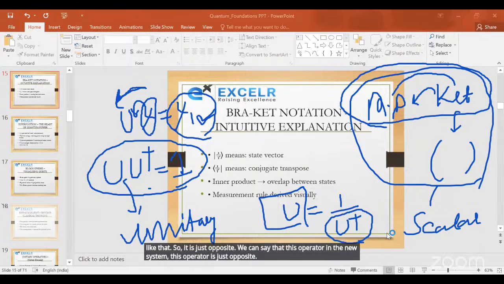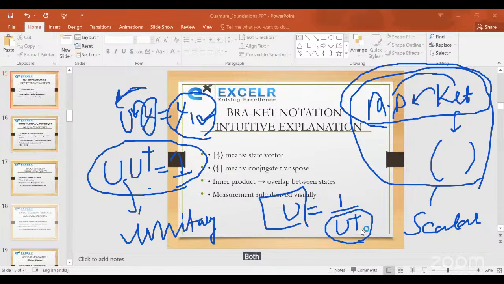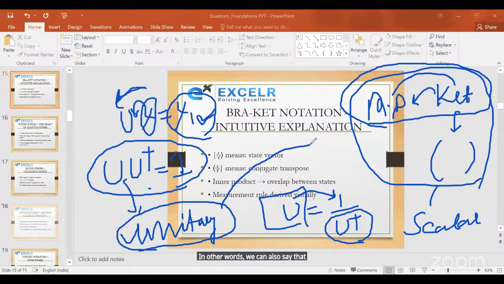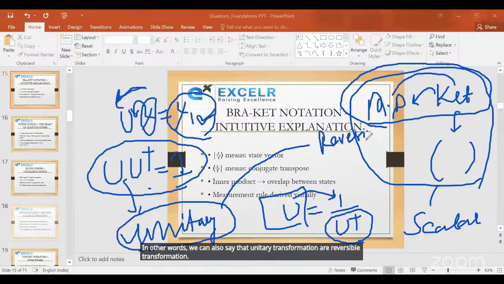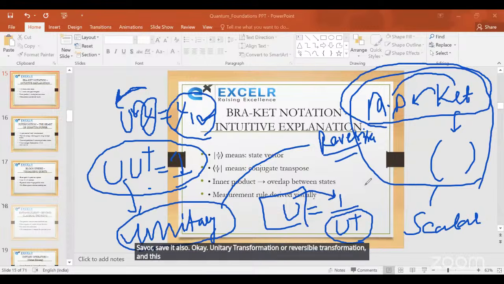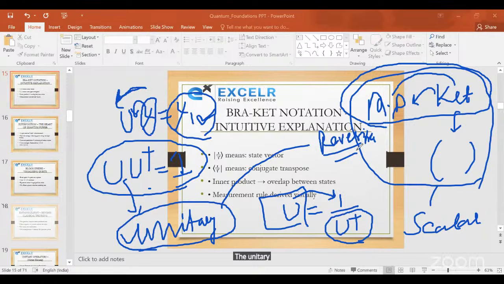So if it is just the opposite, both are opposite in such a way that both are giving us a unitary value. That's why it is called the unitary transformation. In other words, we can also say that unitary transformations are reversible transformations. Unitary transformation or reversible transformation, and this is a very important aspect of quantum computation. The unitary is reversibility.